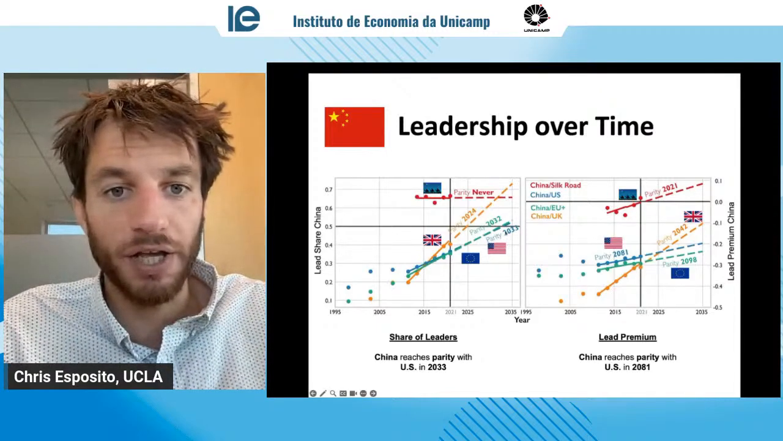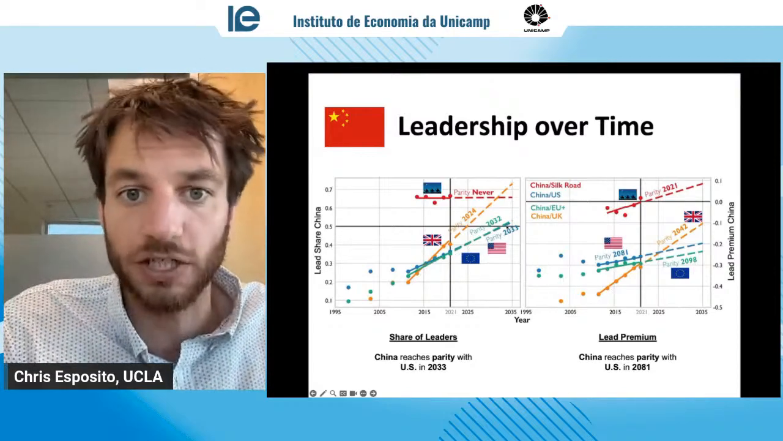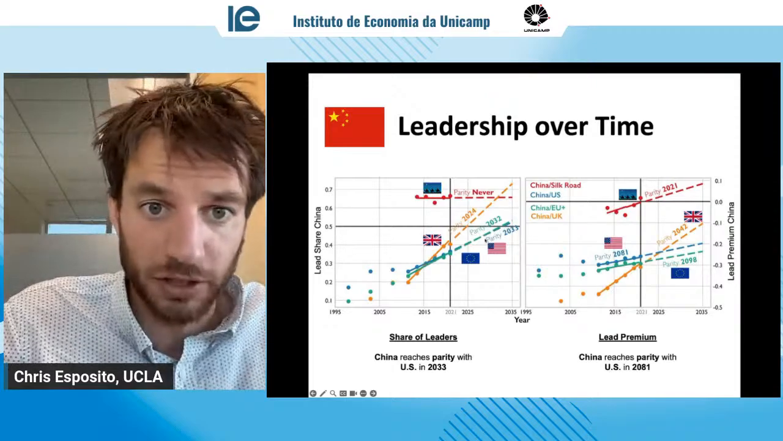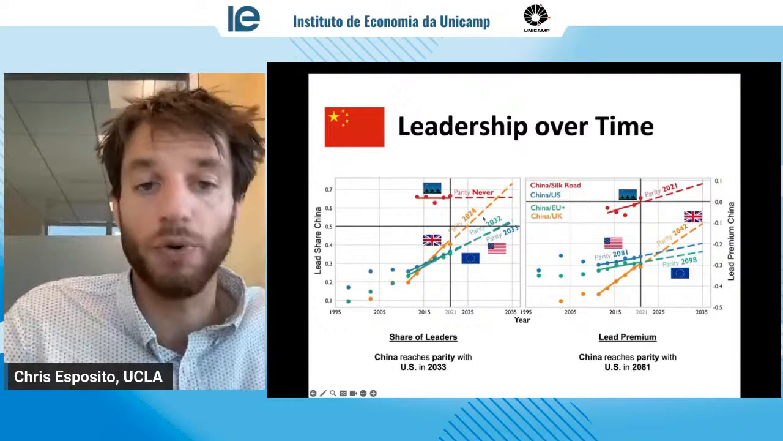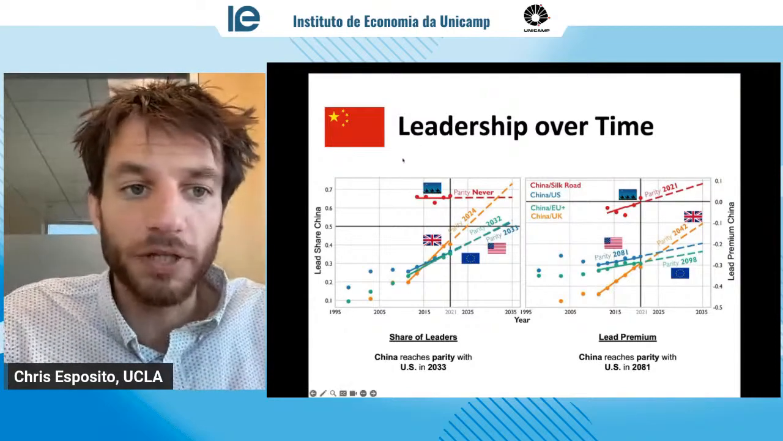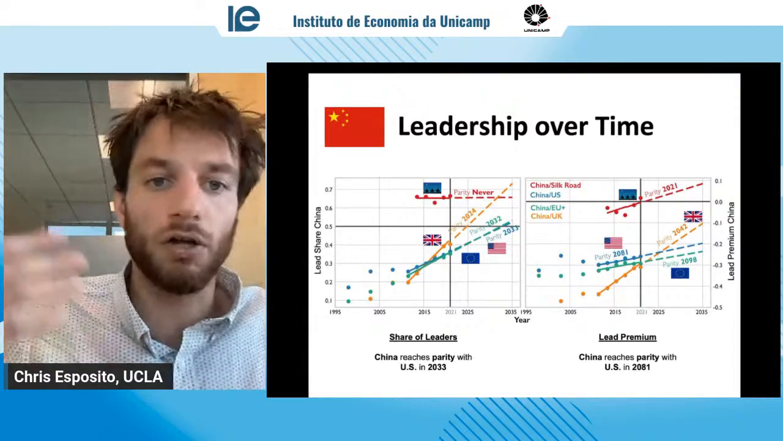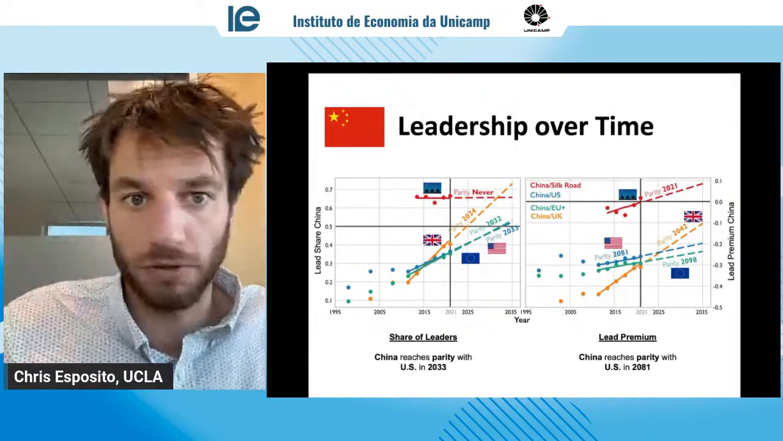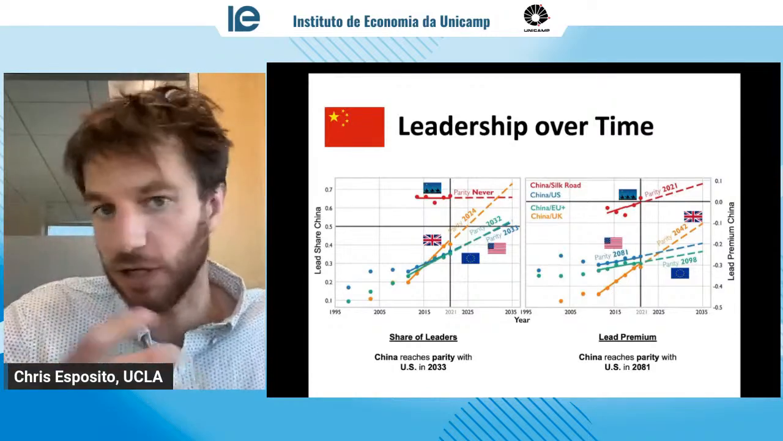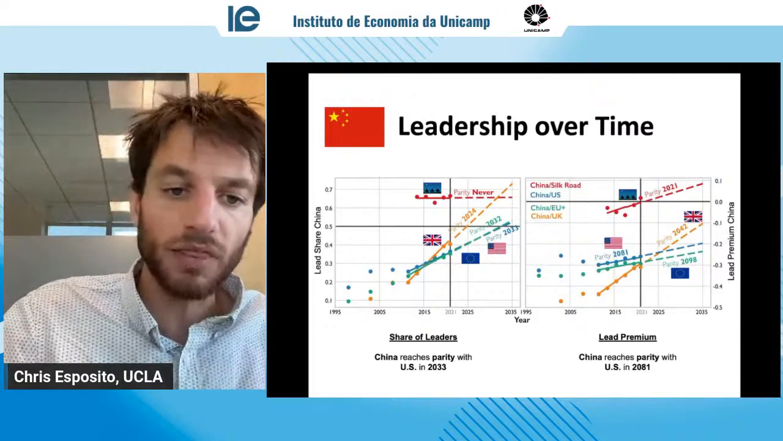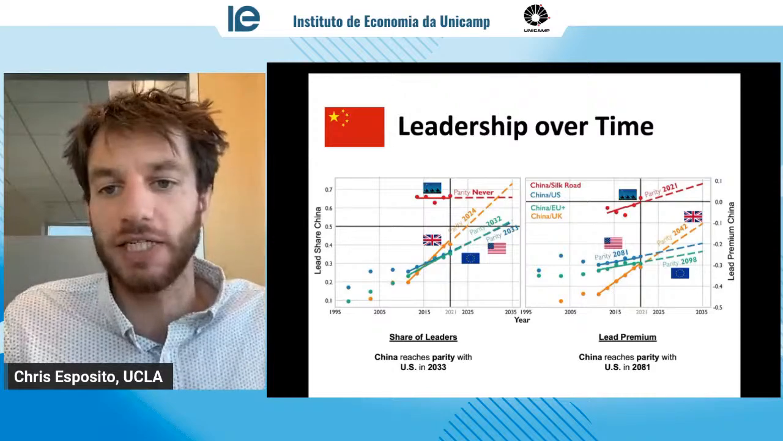With the EU, we find a very similar slope and series of relationships where basically parity is predicted in 2032 in terms of share of leaders. In the UK, we're predicting parity sooner, in 2024. And then notably with the Silk Road, China already enjoys a large leadership position with Silk Road science. So they're already leading, and that relationship will never invert. It will never hit parity. So the share of leaders is also in part rewarding China for just having a very large scientific population.